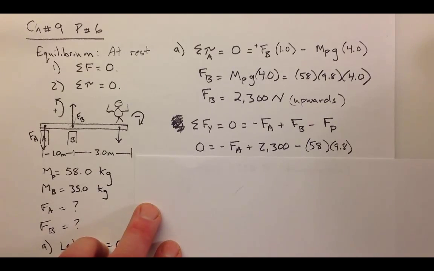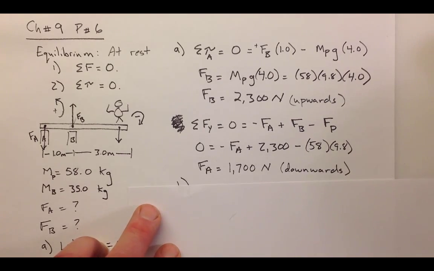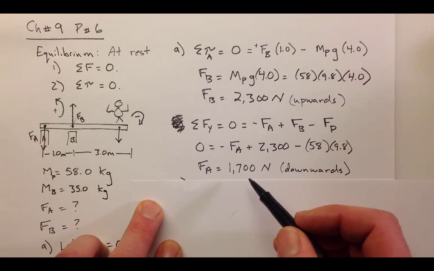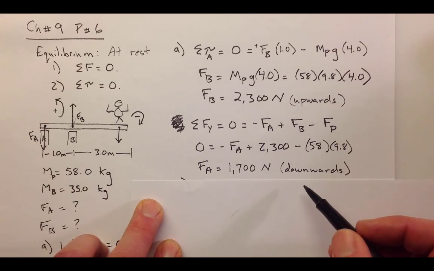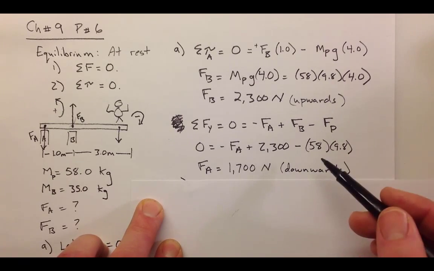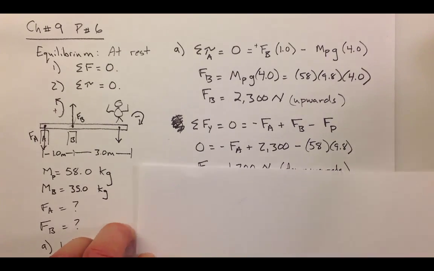So if I just do some algebra here and rearrange a little bit here, I get that F sub A must be 1,700 newtons downward. All right. Again, just adding them up here. Net force must add up to 0.